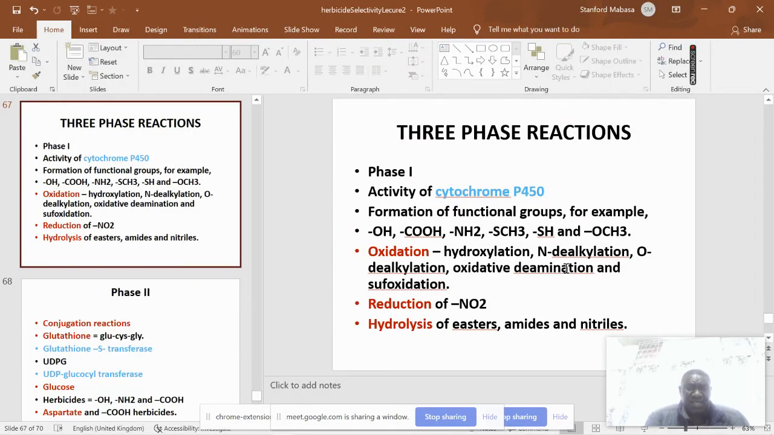Then we have got a reduction. Sulfoxidation sometimes is called thioether oxidation. Then reduction, we have got NO2. Hydrolysis, we should have esters, amides, and nitriles.